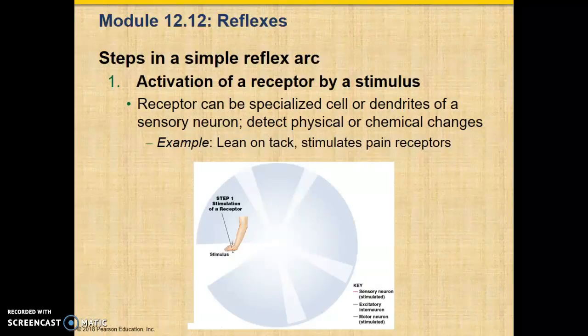Activation of a receptor by a stimulus. Well, the receptor, as you recall, could be just a bare dendrite, or it can be a specialized cell. And this will detect physical or chemical changes. In this case, you're leaning on a tack, and it stimulates pain receptors.